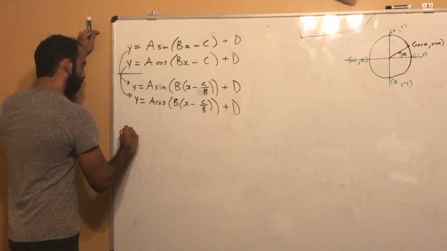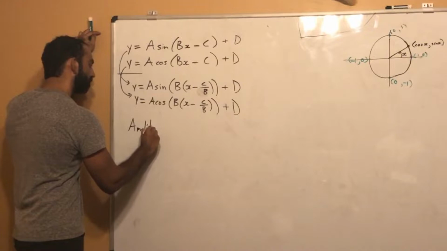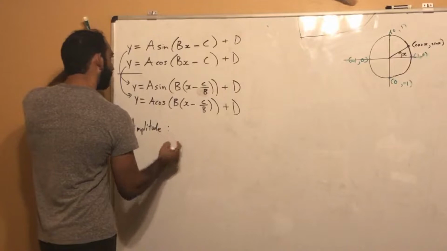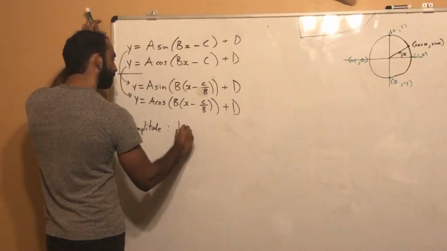So, I think right below that you see four terms: amplitude, phase shift, period, and vertical shift, yes? Yes. All right, the amplitude of any of these graphs, whether it's the sine or the cosine one, that's just defined to be the absolute value of A. You can think of this as your vertical stretching and compressing factor. Okay?